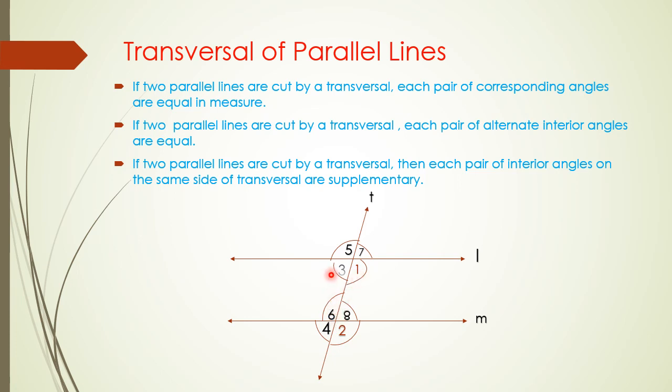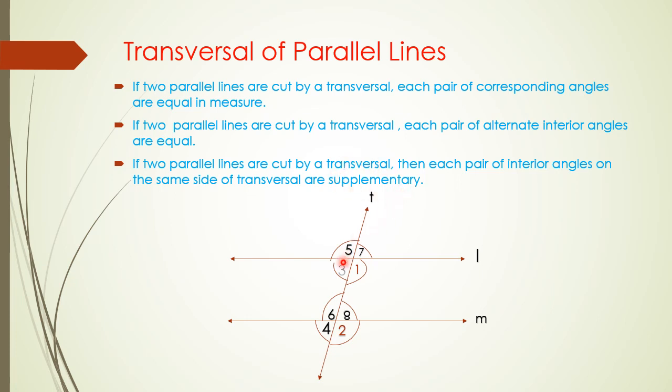In the example we have taken, angle 5 was 110 degrees. So angle 1 is also 110 degrees. Why? These two are vertically opposite angles. So if angle 1 is 110, then angle 6 is also 110 degrees, because they are alternate interior angles. Understood? Now the third point is, if two parallel lines are cut by a transversal, then each pair of interior angles on the same side of the transversal are supplementary. What is the meaning of supplementary? It means the two angles sum to 180 degrees.